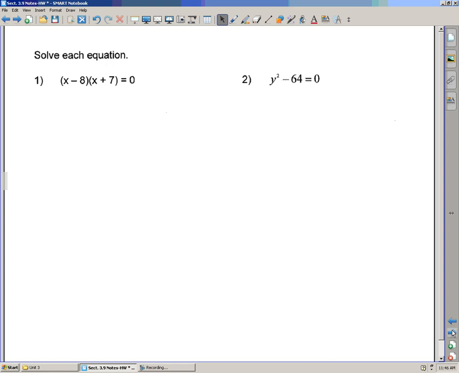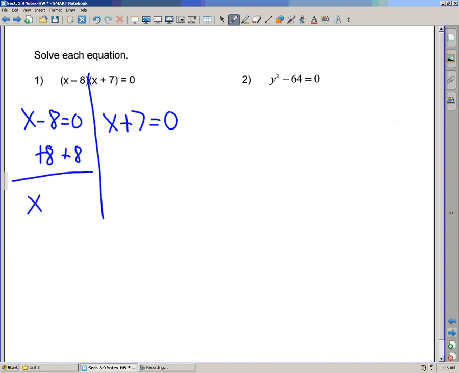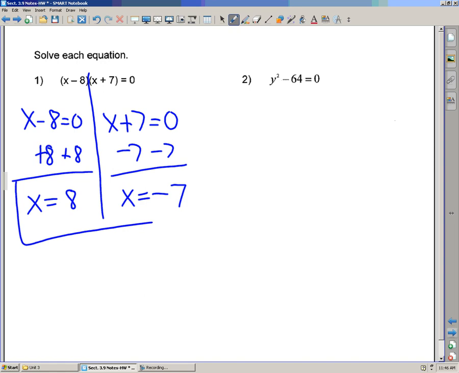This first one, solve the equation. Not only are you set equal to 0, but you're also already in factored form. So all you have to do then is draw a wall in between your factors. You're going to take what's in each parenthesis out and set it equal to 0. So x minus 8 comes out of the parenthesis, set it equal to 0. x plus 7 comes out of the parenthesis, set it equal to 0. And then you solve each basic equation. I would add 8 to both sides here and come out with the answer of x equals 8. I would subtract 7 from both sides here and come out to x equals negative 7. These are your two solutions.